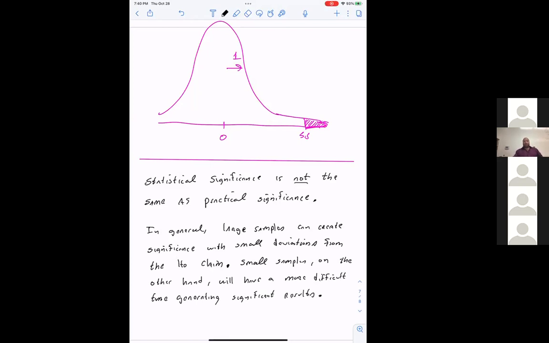Because with small samples, we understand you're going to have lots of variation. So you have to be really out there for us to claim the null hypothesis is wrong. Whereas for large samples, they're so tight around the true value that small deviations from the mean could create significance, and you might not have practical significance, even though you have regular, good old-fashioned statistical significance. Does that make sense?